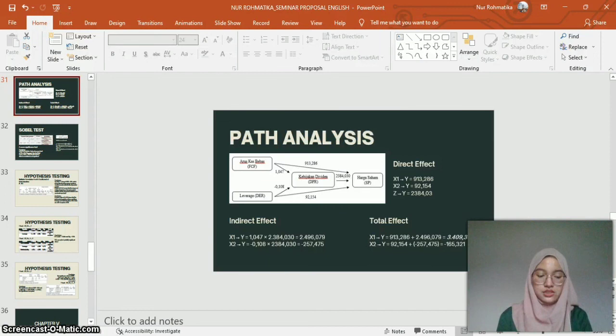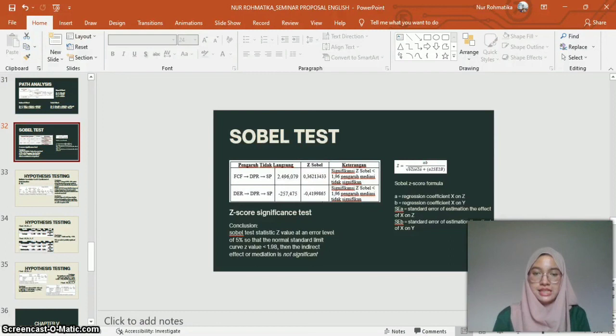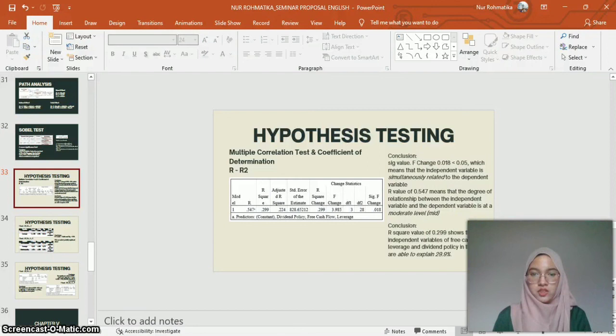So, the Sobel test, this is the significance test. The Sobel statistic value at an error level of 5%, so that the normal standard limit curve value is lower than 1.98. So the indirect effect of the mediation is not significant for both variables, free cash flow and leverage. Hypothesis testing, multiple correlation test, and coefficient of determination.